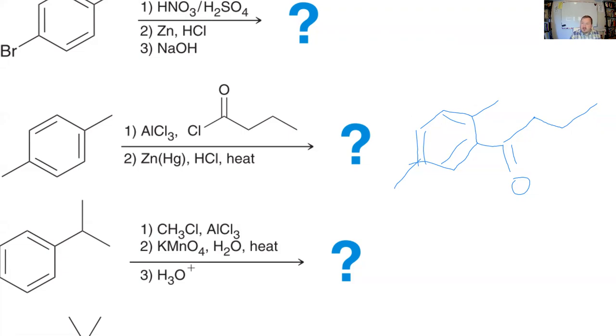So this takes that ketone. If you have a ketone in a benzylic position, then this reaction will take that ketone and just turn it into an alkyl group. So we'll wind up with one, two, three, four. All right, so this is a way that we can add an alkyl group in a very specific place, by adding an acyl group with the carbonyl and then reducing the carbonyl.